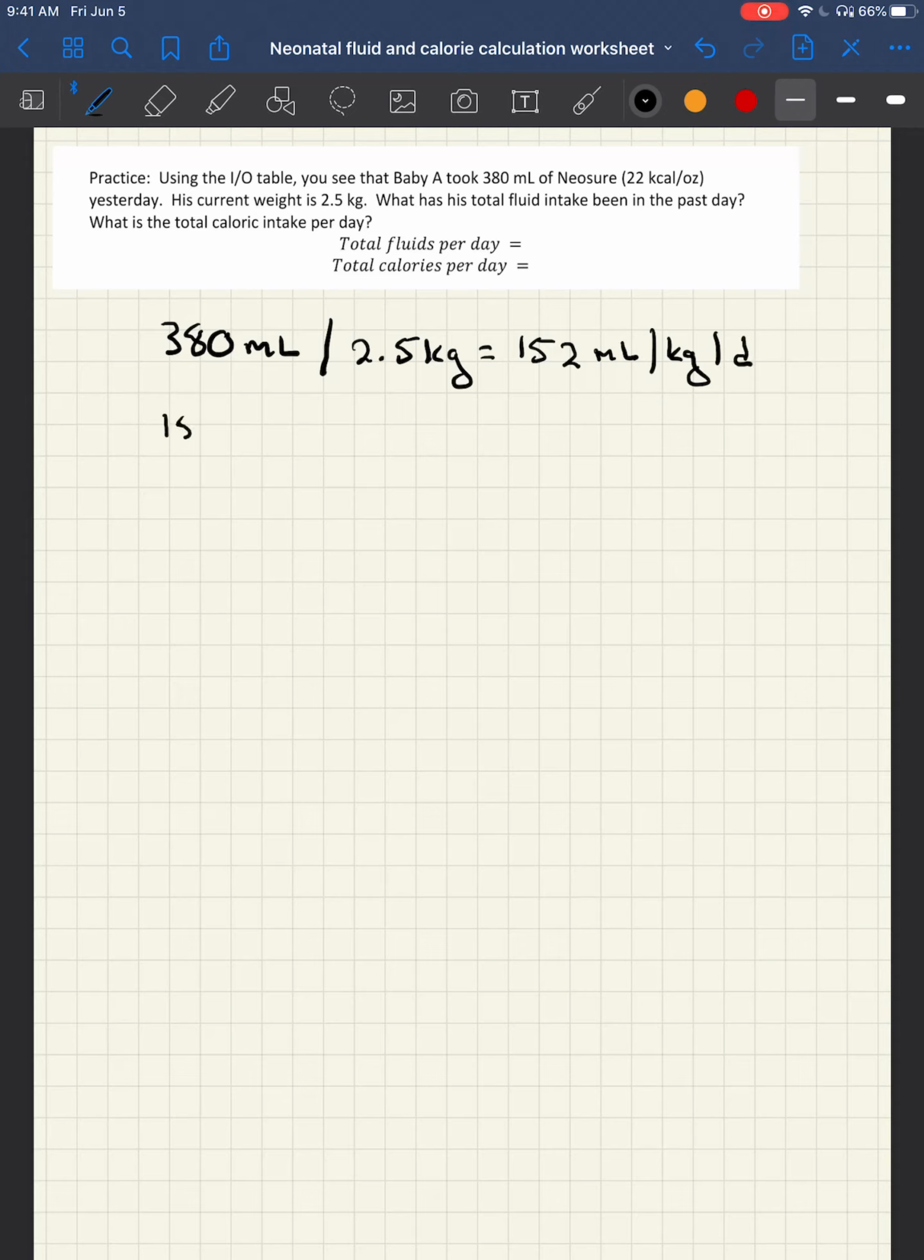To get to the total calories per day, we'll take the total fluids, multiply it by the caloric density of the formula, and the conversion factor for the units. Cancel units and work the math. We get 111 kcals per kilogram per day.